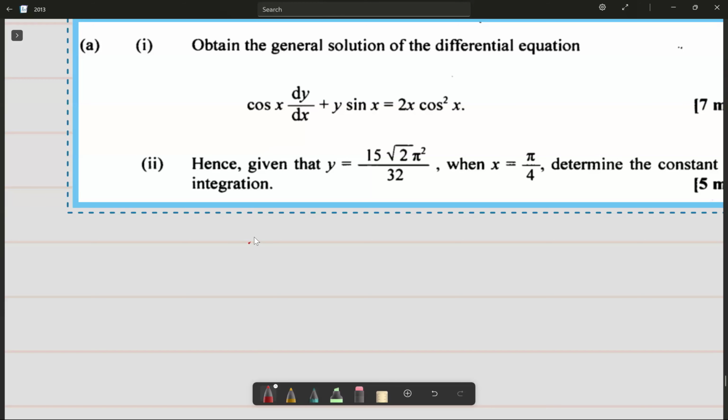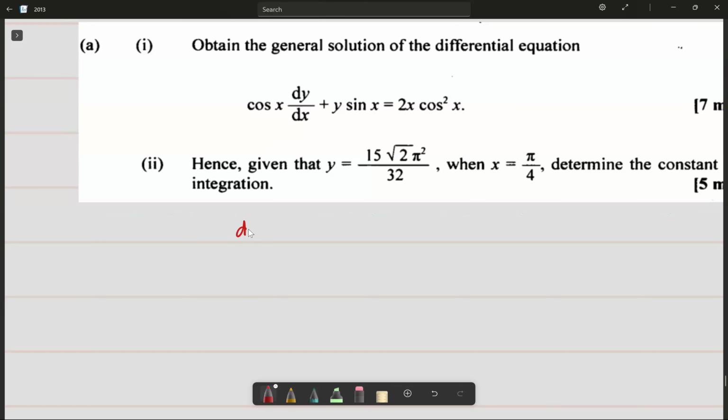We want it to look like this. We want it to say dy/dx plus p of x times y equals q of x, where p of x and q of x are just some functions. So how do we go about doing that? The first step is we need to get dy/dx by itself.